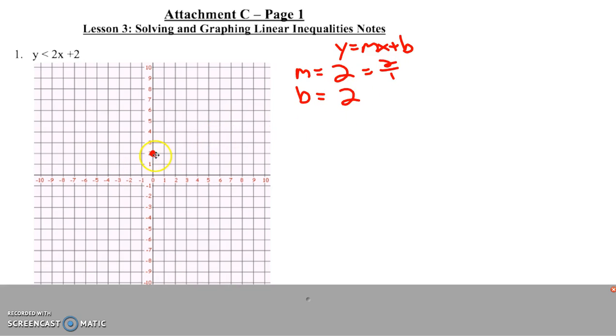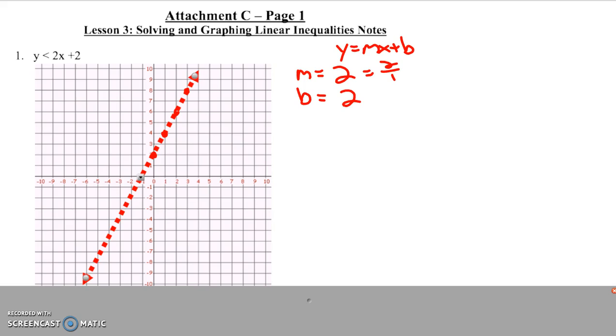All right, so here's our y-intercept. Now we're going to use our slope to count rise over run from the point we already have. So up 2, right 1. And we can do that a few times so that we get a good line. Because it's strictly less than, we're not going to include the points on this line. So we're going to use a dashed line to indicate this inequality.